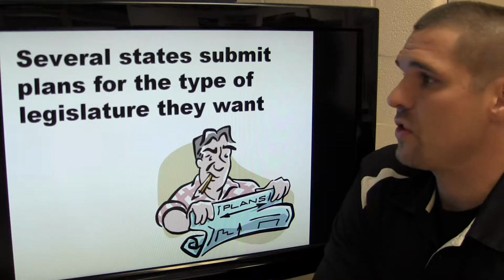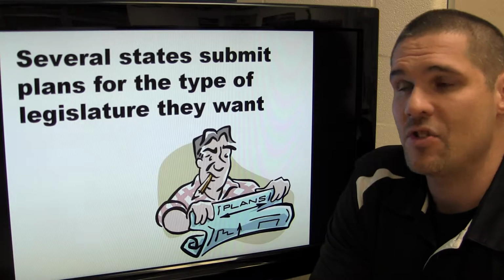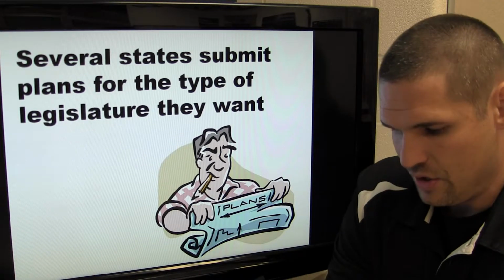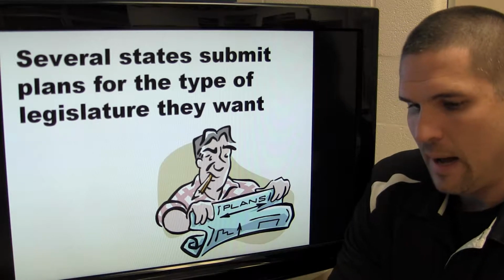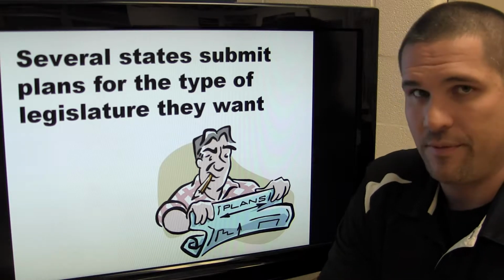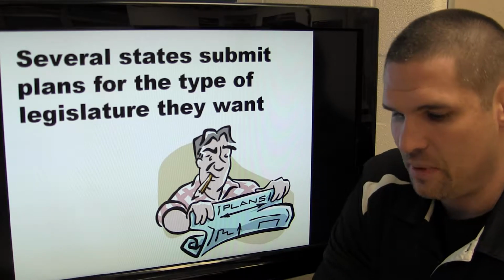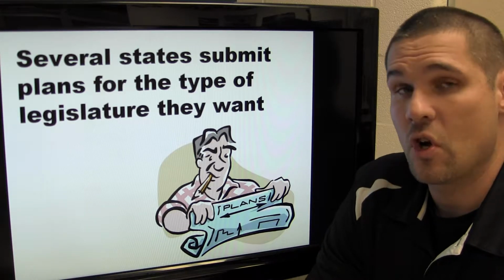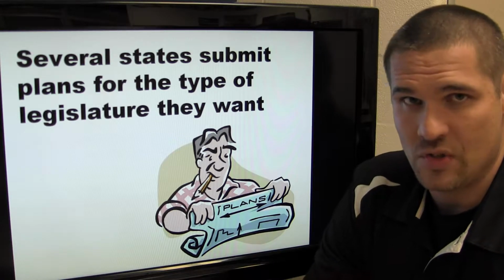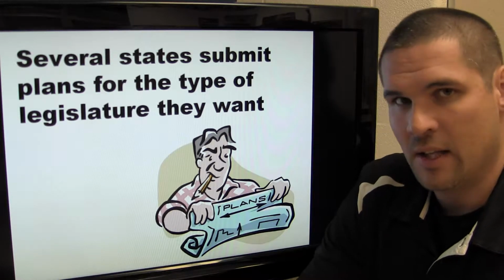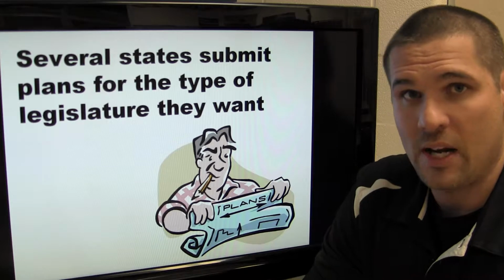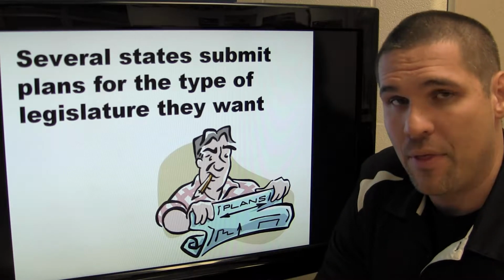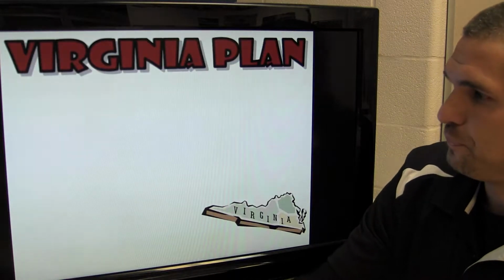So several states are going to submit their plan for the type of legislature they want. There were two major plans: the Virginia plan and the New Jersey plan. Both of these plans call for 3 branches of government. So unlike the Articles where there was just one branch, we now are looking at 3 branches of government.